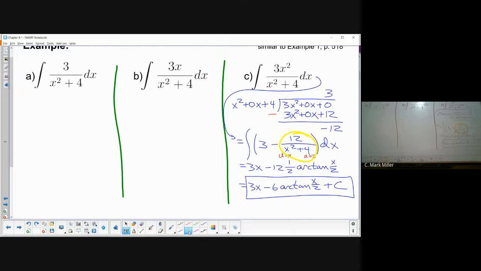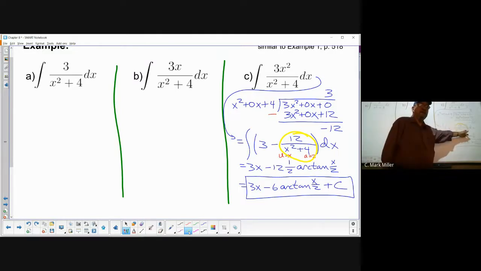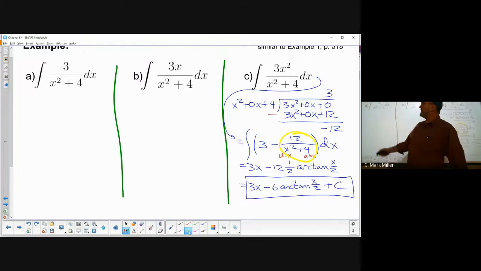In fact, let's save the easy one for last. This one looks a lot like that one, right? It's a number over x squared plus 4. Here it's minus 12, here it's 3. Right?